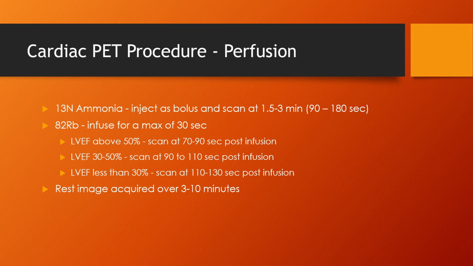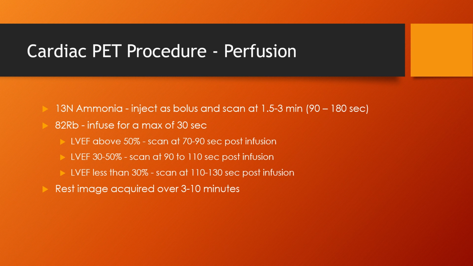So remember, nitrogen-13 ammonia you inject as a bolus and scan at about 1.5 to 3 minutes. With rubidium, you infuse it for a maximum of 30 seconds. When you are doing that perfusion imaging, you may want to increase the scan delay in patients who have heart failure. If the left ventricular ejection fraction is above 50, then you'll scan at 70 to 90 seconds after injection. So it's about a minute and a half.